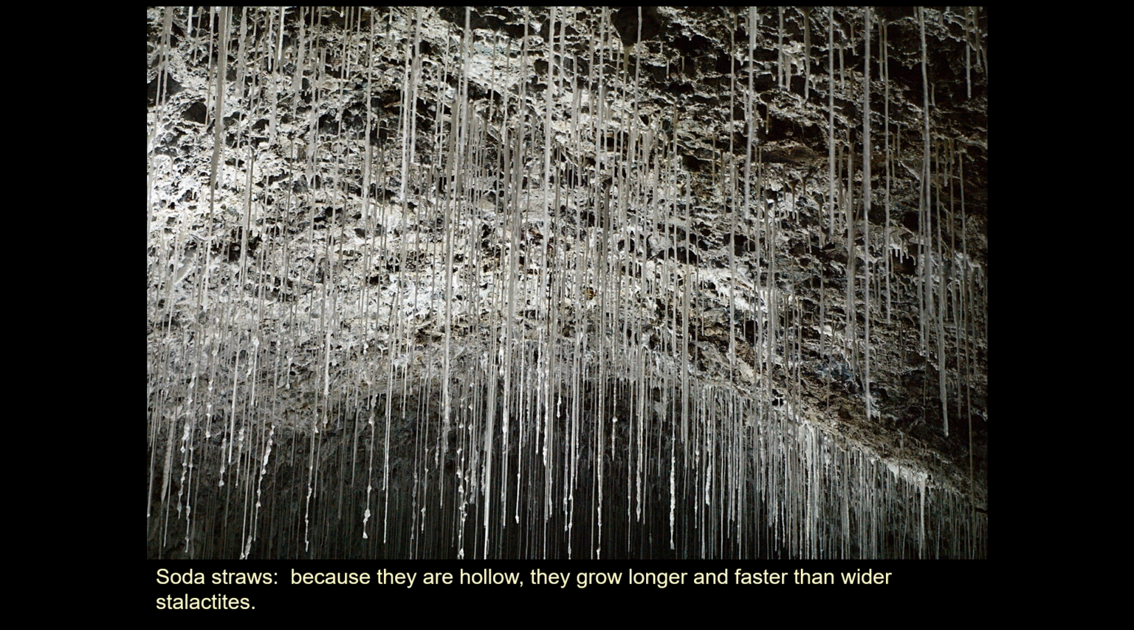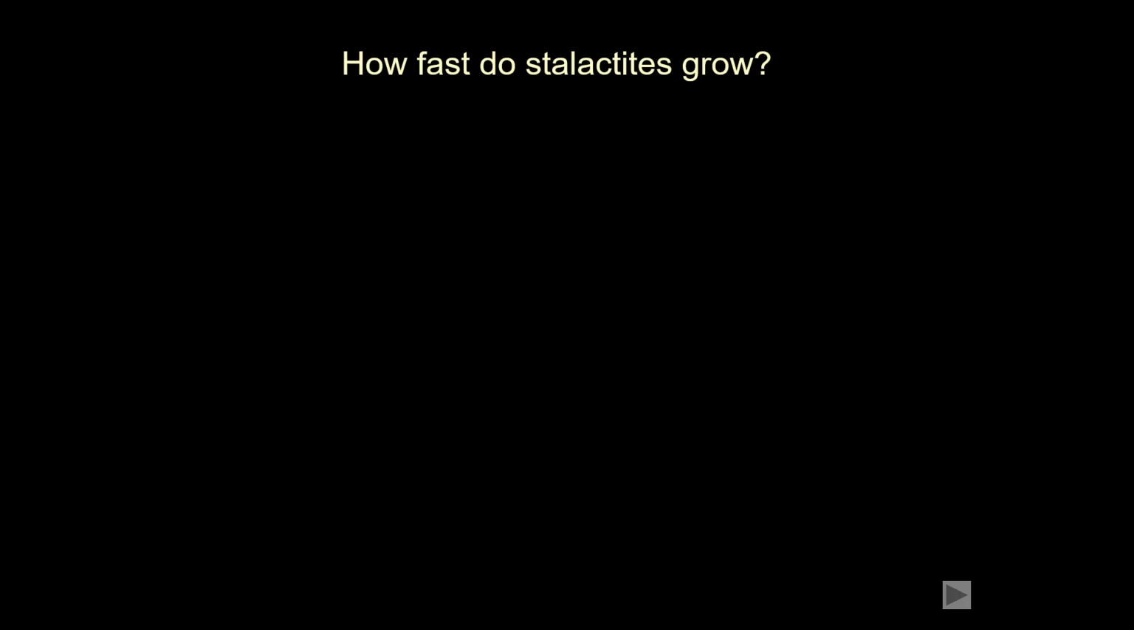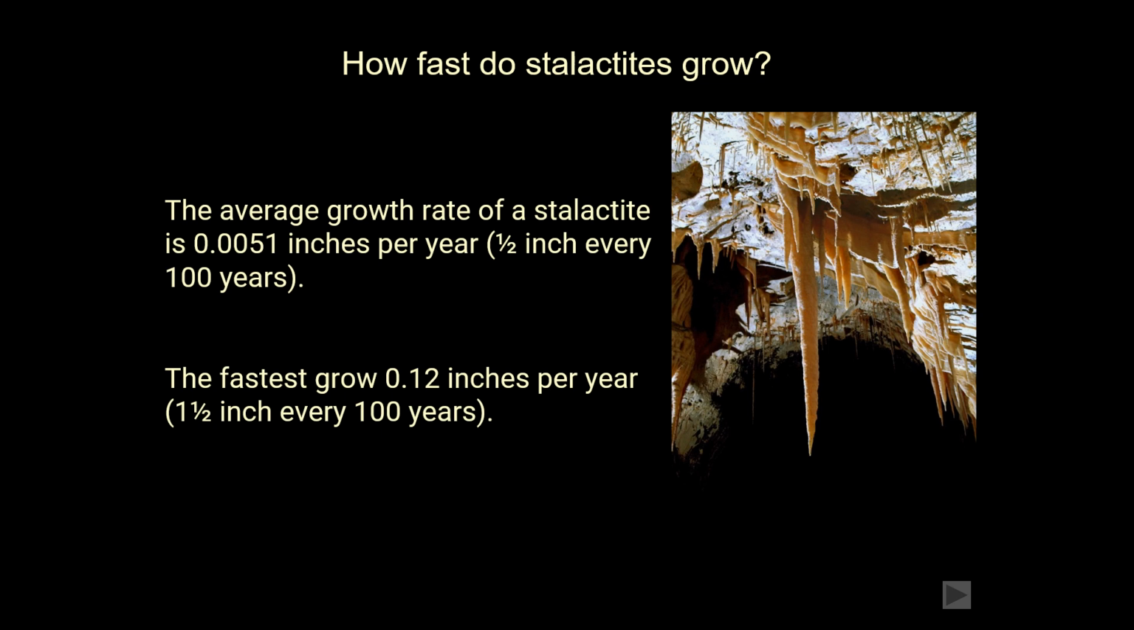As noted in the caption, they grow longer and faster than wider stalactites. So these really thin ones do. Here are some thicker ones. Sometimes when those straws become blocked, water is forced to run on the outside of the stalactites, and that forms this thing called a carrot. So these great big things are called carrots. How fast do stalactites grow? That's a pretty good question. As we say here, the average growth rate of a stalactite is about 0.0051 inches per year, or 1/2 an inch every 100 years.